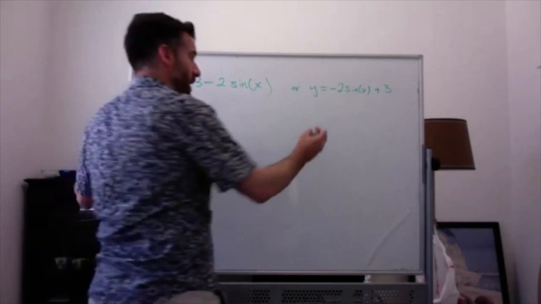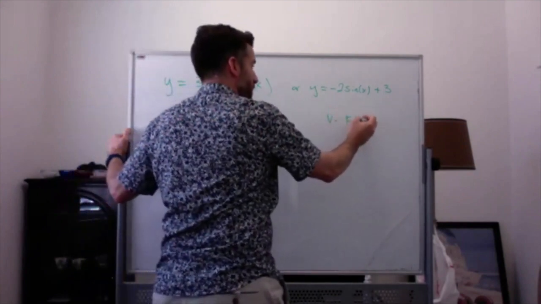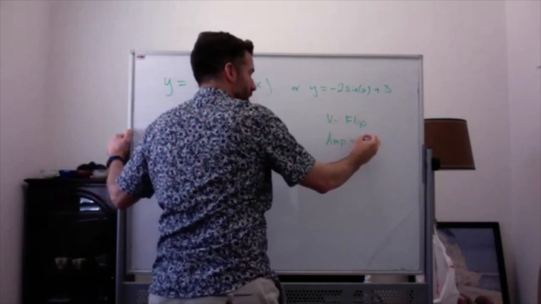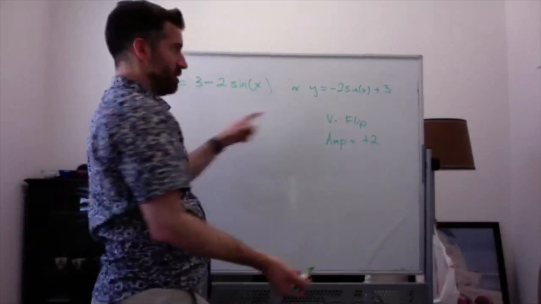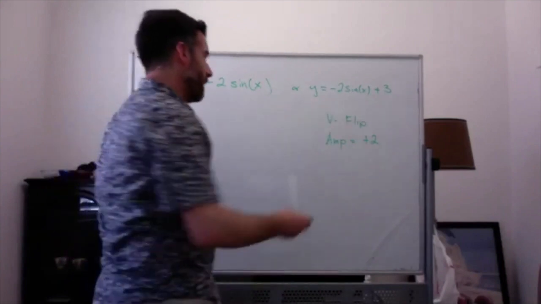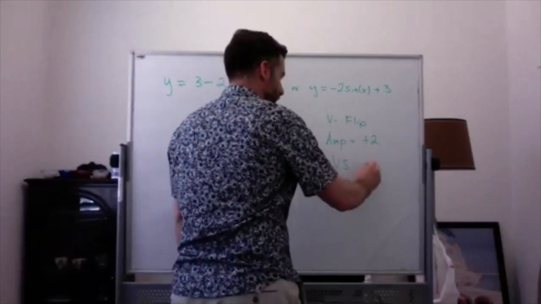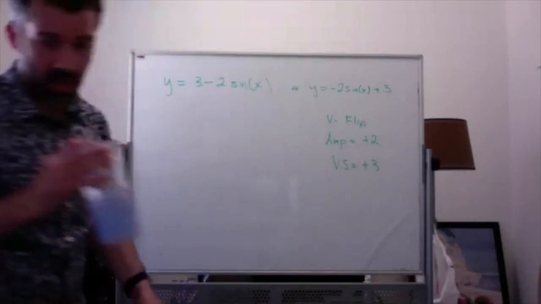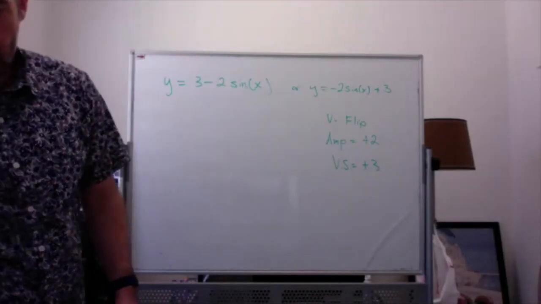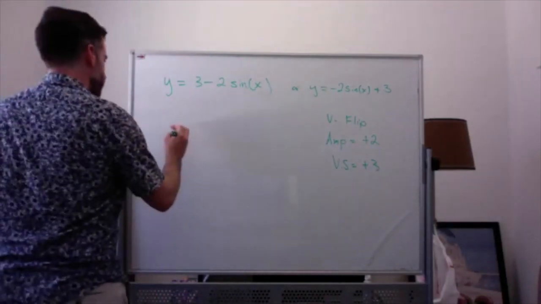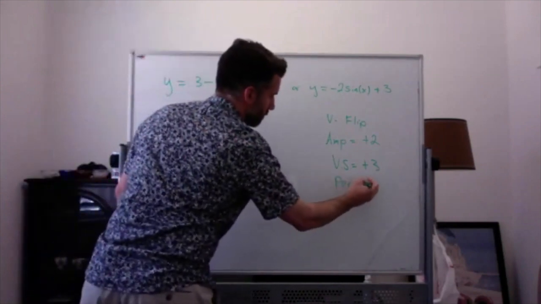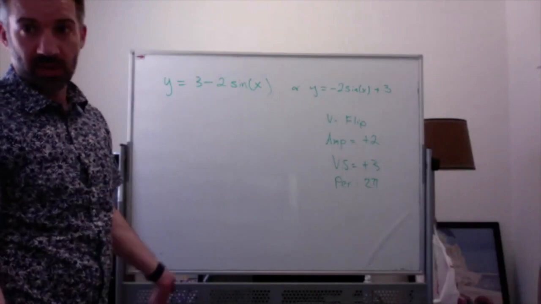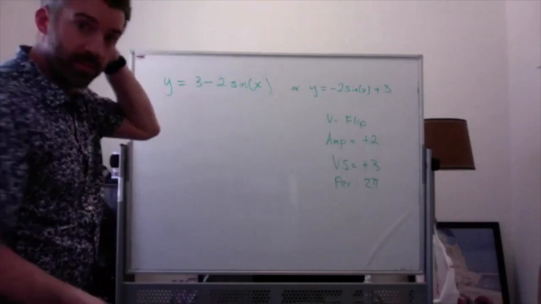Oh, I have a vertical flip because of the negative. My amplitude is +2 because it's just the coefficient without the negative. And we have a vertical shift of +3. So that's all the pertinent information. Now we are going to draw it. Of course, the period. So on Monday, we'll talk about sine and cosine functions where the period is something other than 2 pi.